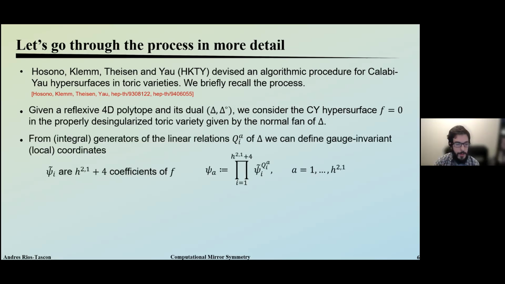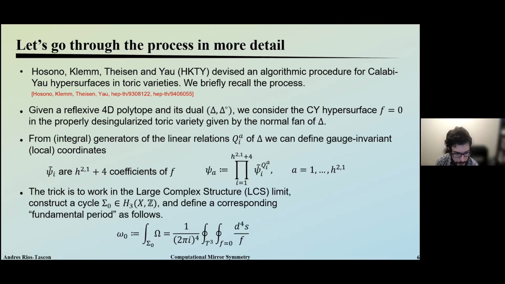Initially, we'll have h^{2,1} plus 4 coefficients in this F polynomial. But there are actually some redundancies. So we'll use the linear relations, the integral generators of the linear relations of delta, to construct gauge invariant coordinates. Now we only have h^{2,1} of them. And if you notice here, we're already using mirror symmetry via Batyrev's construction.